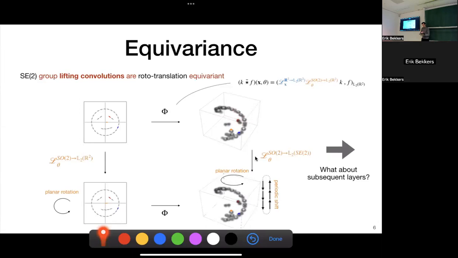Yeah, so this means that indeed, if I rotate the input, all the information stays within the feature maps. It's just shifted around to new locations. And you can derive what this operation looked like by taking a look at what are these left regular representations.